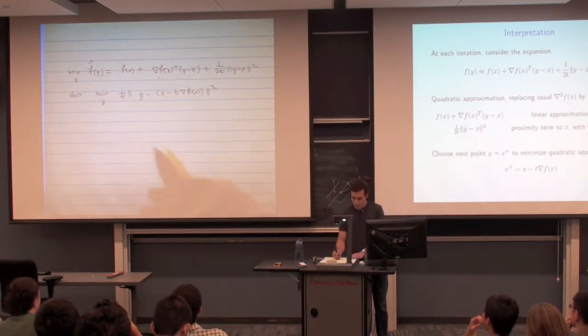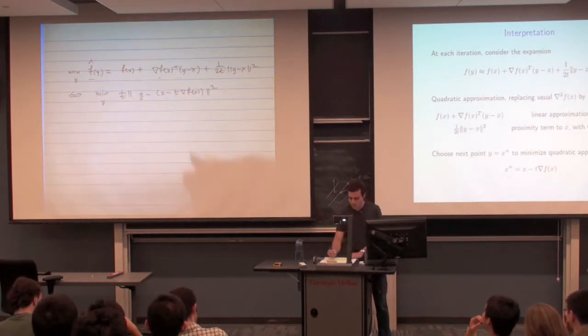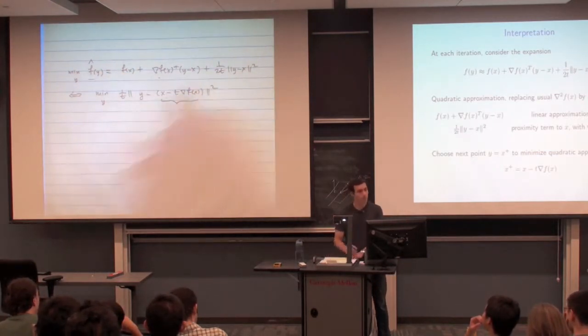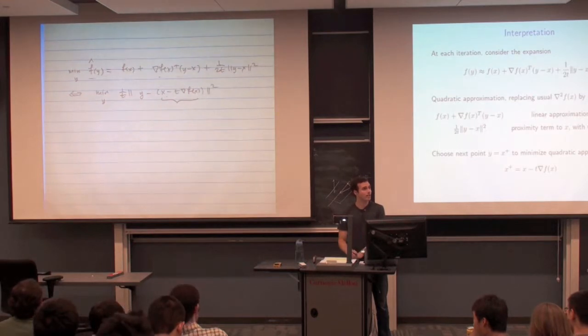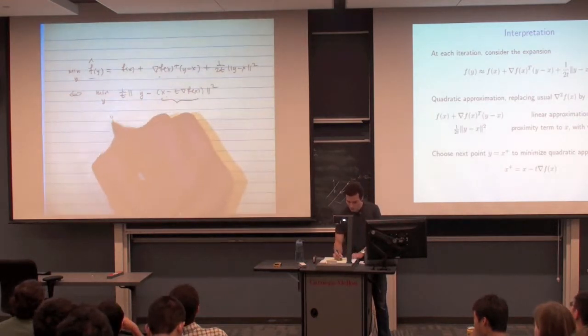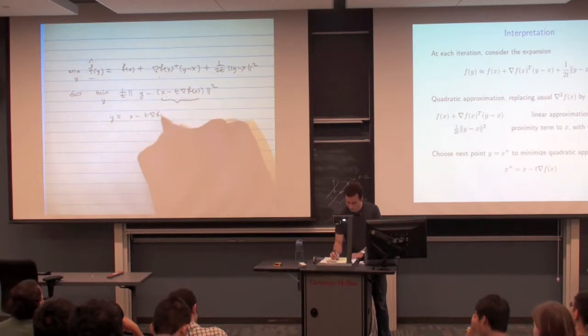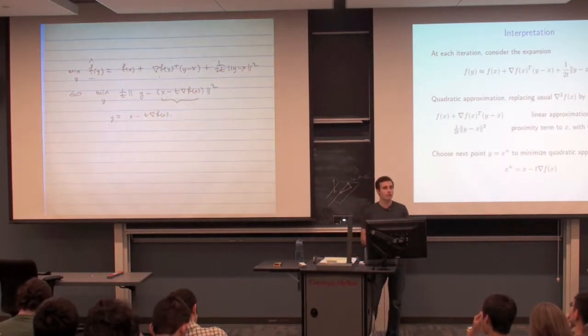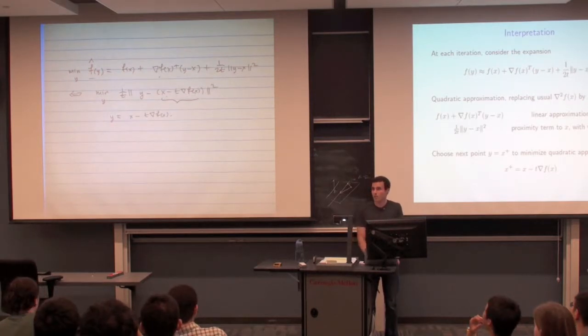So we're choosing the next point to minimize this f hat, which is our quadratic approximation. Well, how do we minimize this? We just choose our next point to be this. If we want to minimize this over y, we would just choose y to be this exactly. So the update looks like this. And that's exactly the gradient descent update. So you can think about it like minimizing a quadratic approximation to the function.